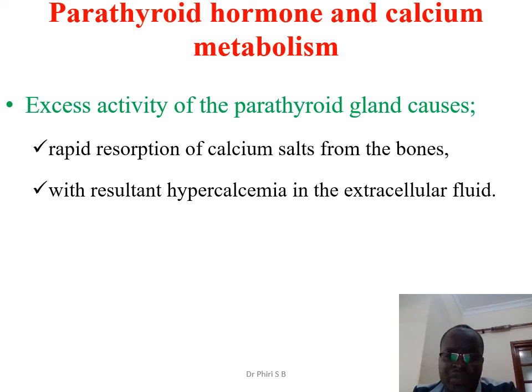Excess activity of the parathyroid gland will cause rapid resorption of calcium salts from the bones. If you have an excessive amount of parathyroid gland activity, it means they are producing a lot of parathyroid hormone that will cause excessive resorption from the bone. So you are mobilizing more calcium from the bone, so you have an increase in calcium levels with resultant hypercalcemia in the extracellular fluid.